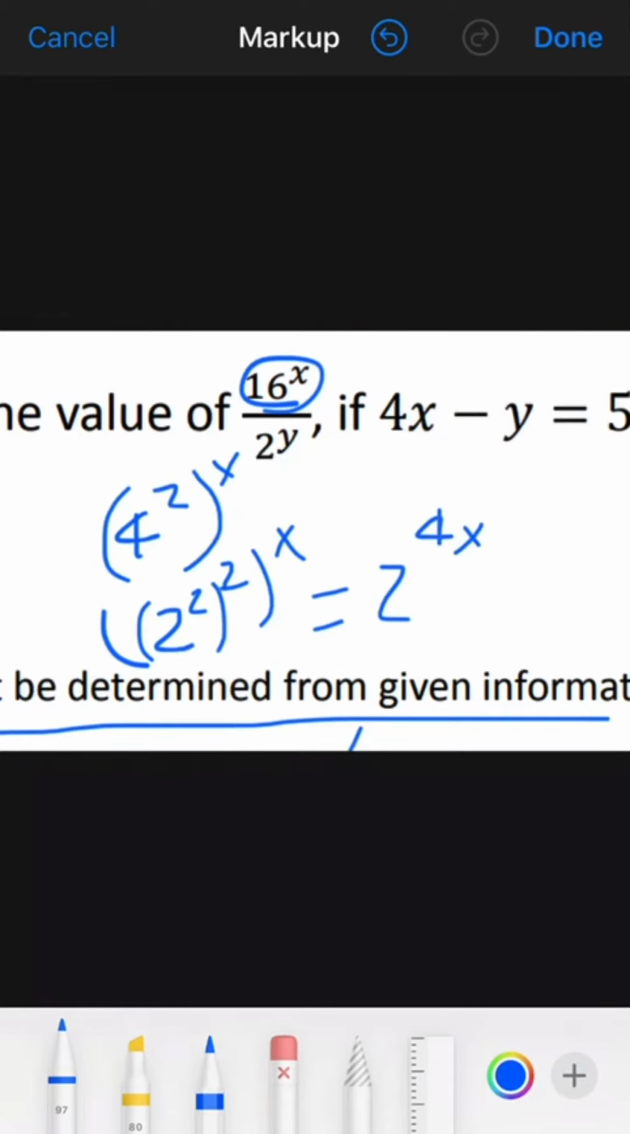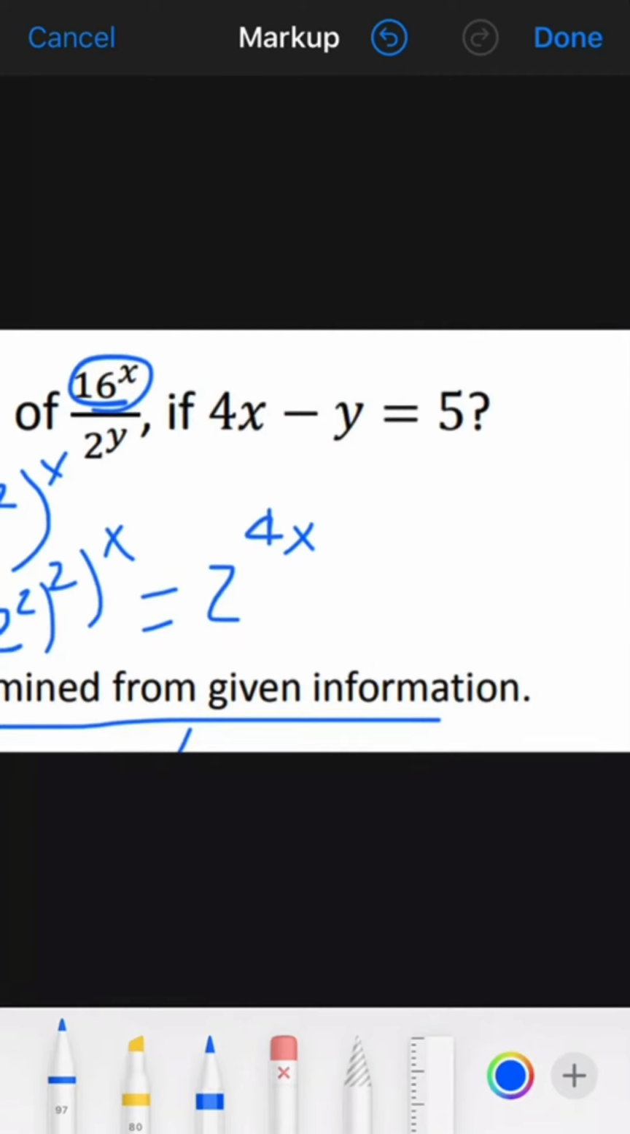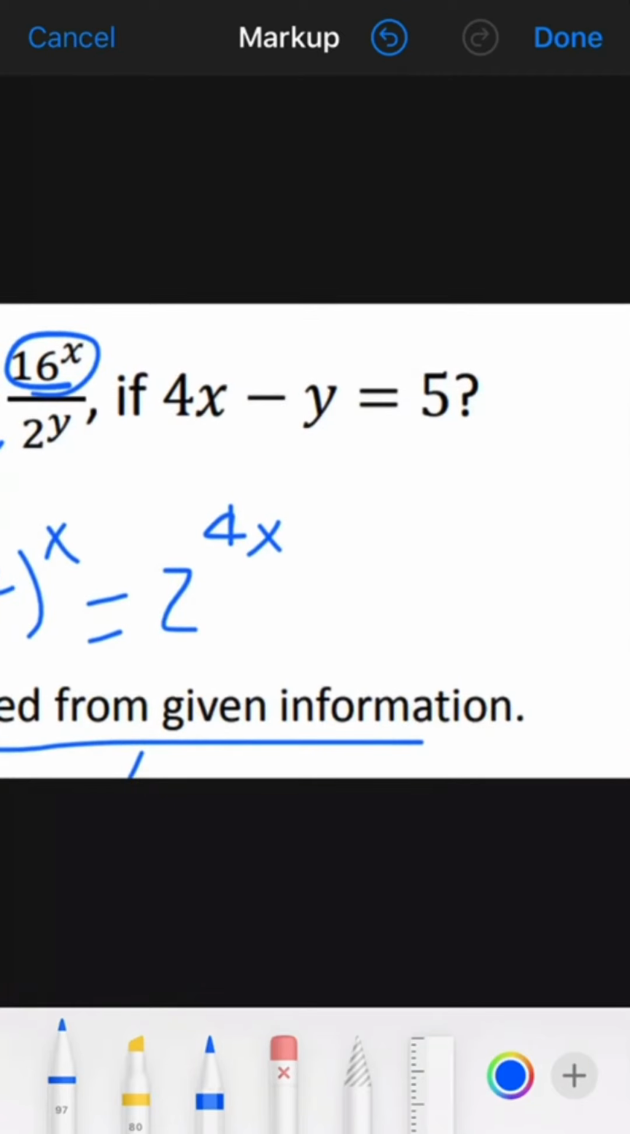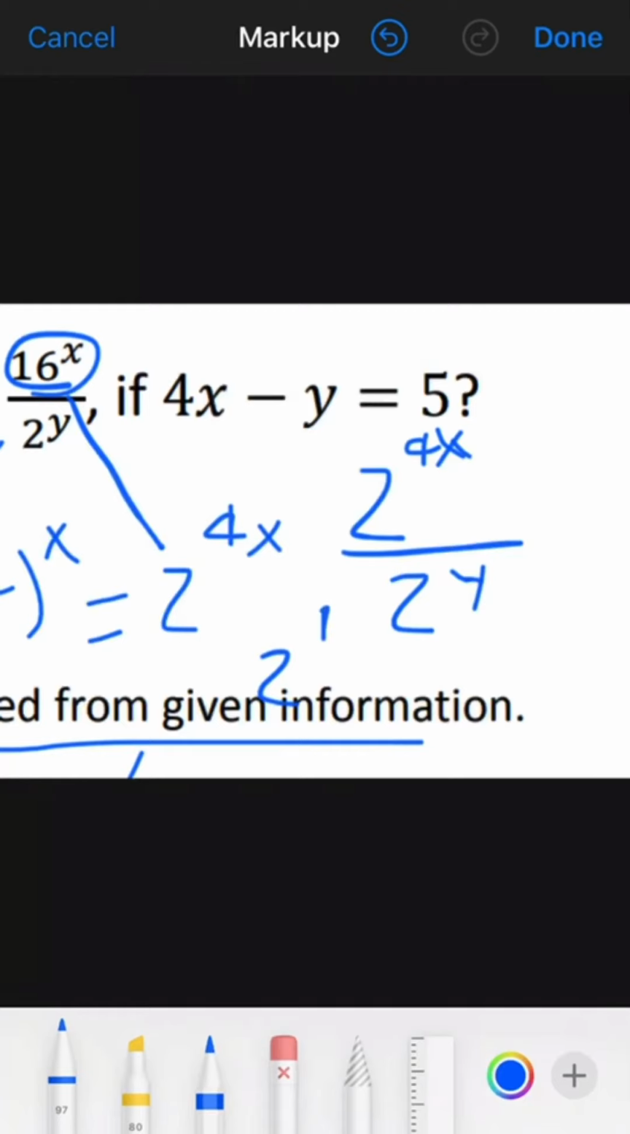So now what we've got is a function that looks like this. So I'm changing the 16 to the x. We're now going to put in the 2 to the 4x for the 16 to the x over 2 to the y. And again, going back to Algebra 2, when you're dividing two numbers that have the same base, you subtract those exponents. So this is the same thing as 2 to the 4x minus y.